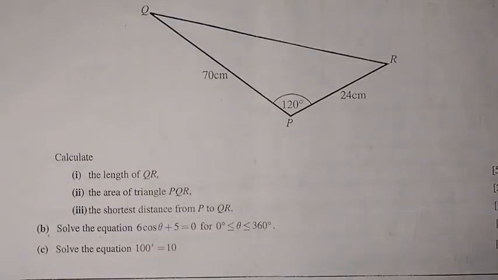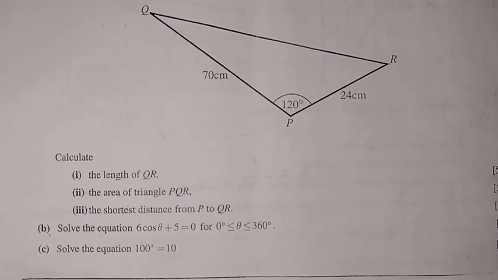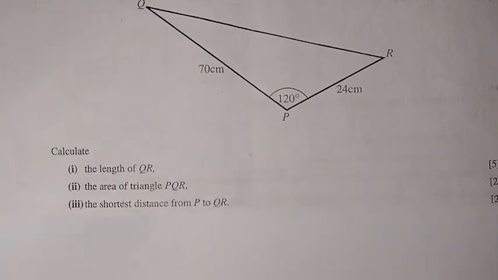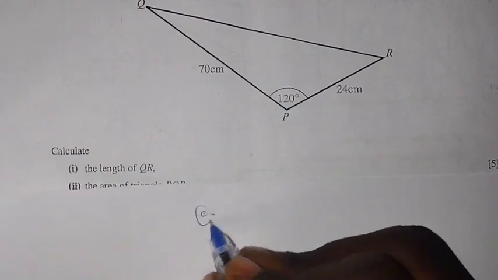We now move on to our last one, which is this question right here. I believe this question is familiar. We have 100 raised to the power of x is equal to 10. It solves the equation, and it's carrying just 1 mark. So this is our question C, which is our last one.